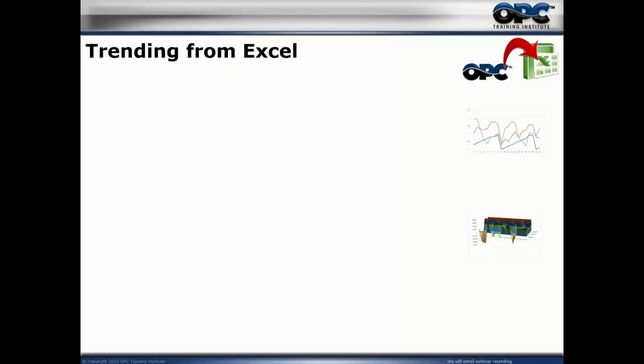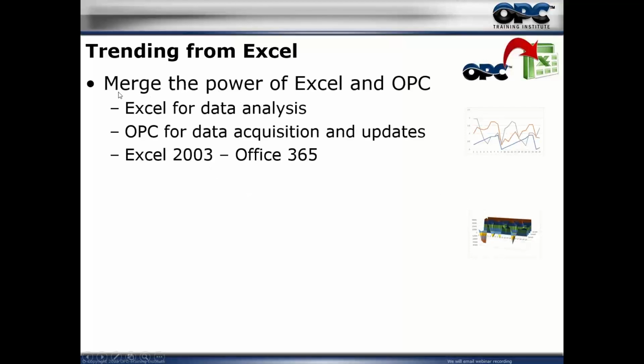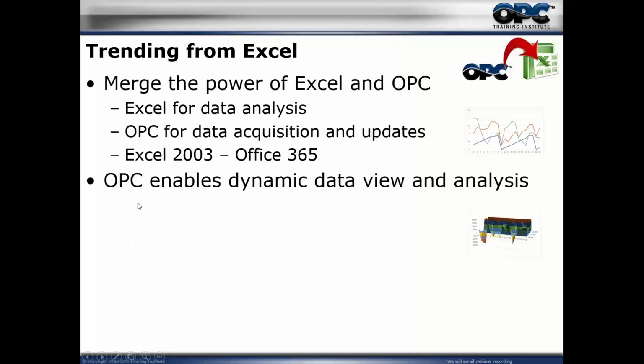Now, remember, for trending, you can actually also trend it in Excel. I won't go into this too much, but I'm just going to point it out because with OPC Expert, you can also send your data to Excel. So you can do your data analysis in Excel. Then you can do your trending right within Excel. So you can do nice fancy trends all directly from Excel, with Excel 2003 to Office 365.